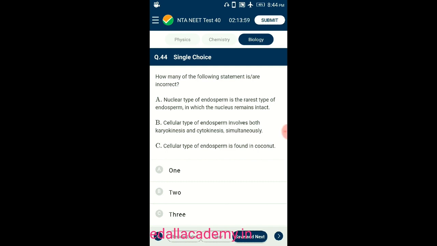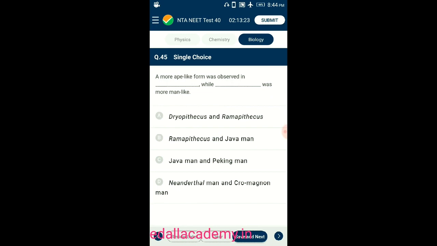In cellular type of endosperm, observed in Capsella, which belongs to the Brassicaceae family, karyokinesis is followed by cytokinesis, forming solid cellular endosperm. In coconut, nuclear endosperm is formed in which karyokinesis is not followed by cytokinesis initially. Thus, liquid nuclear endosperm is formed. So the answer for this question is option B. From the given 5, a more ape-like form was observed in dash, while dash was more man-like.